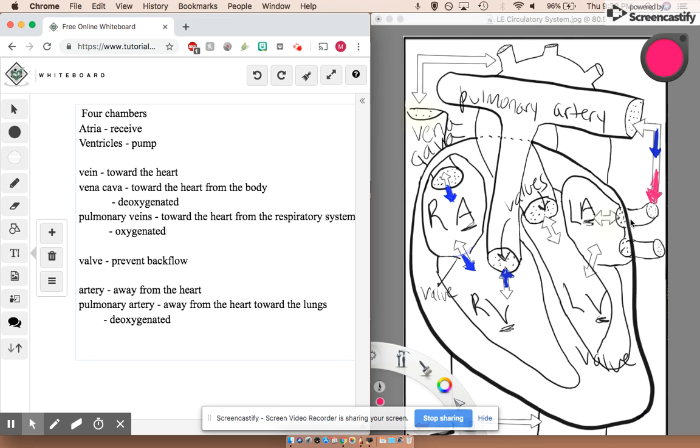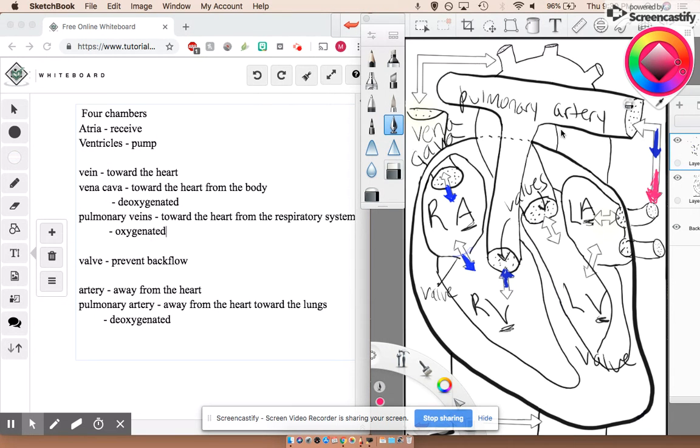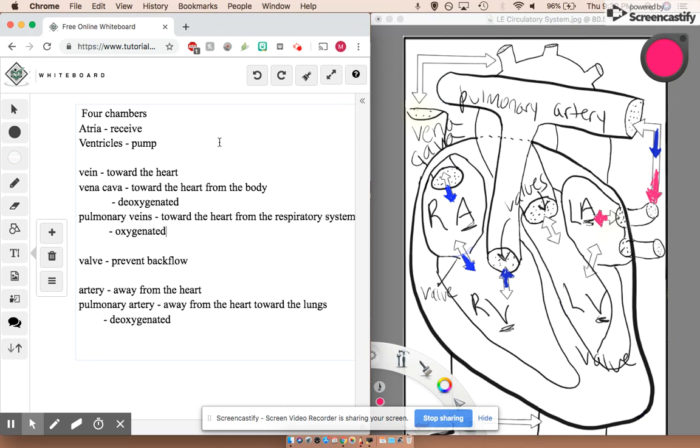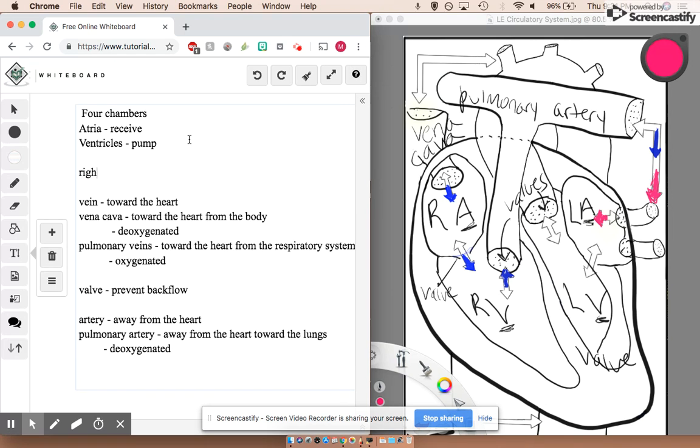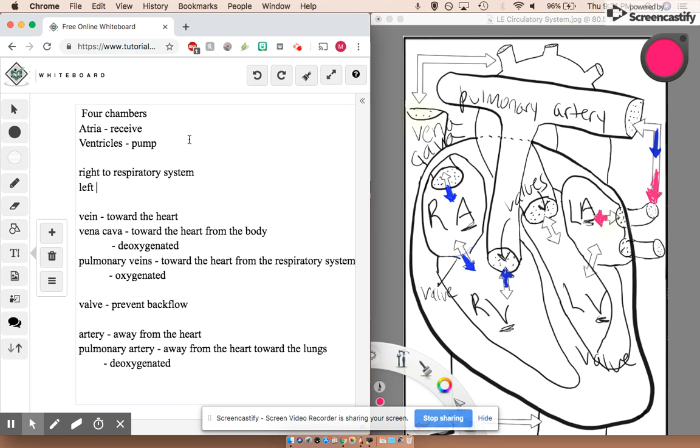Okay, the left atrium receives it. So it's receiving the blood. Okay, so it pumps in this direction. And again, right atrium was going towards the respiratory system. So that's one way to remember that too. Let's put that up here. So right side goes to respiratory system. Your left side goes to the limbs or the body.